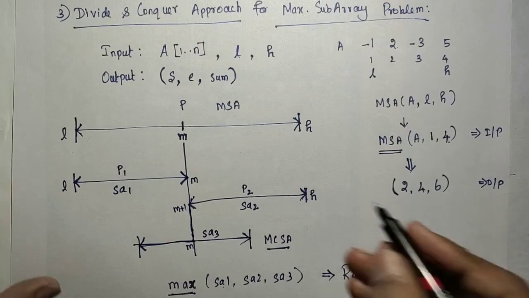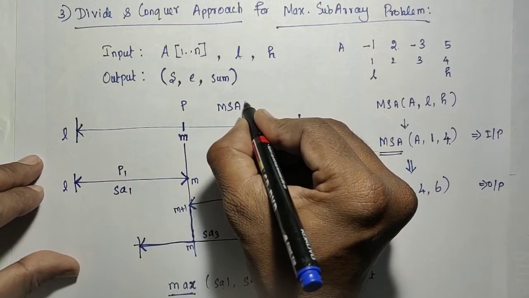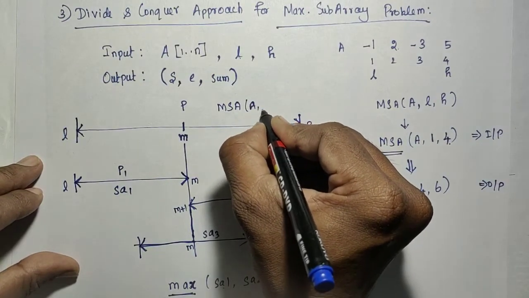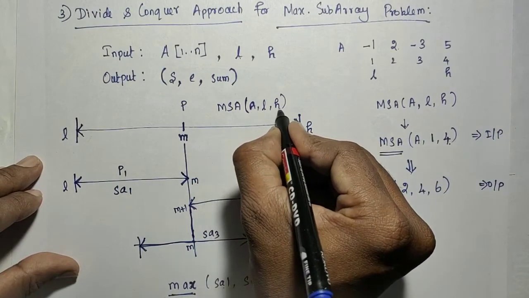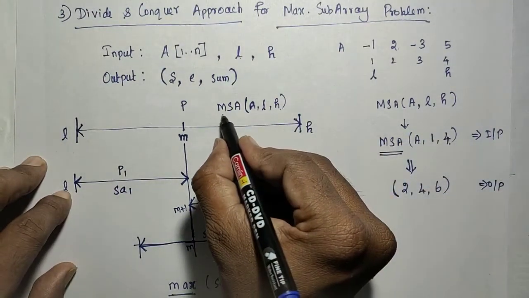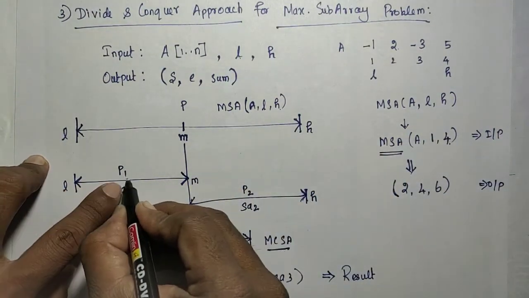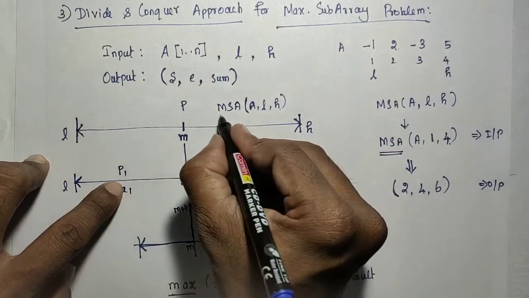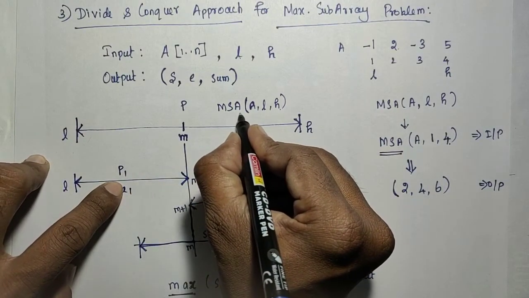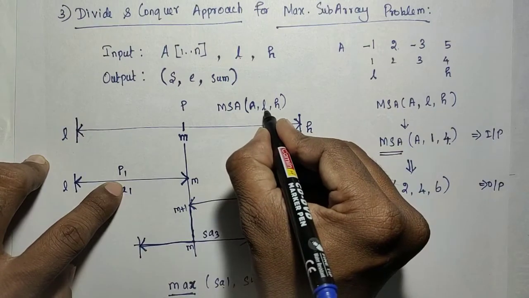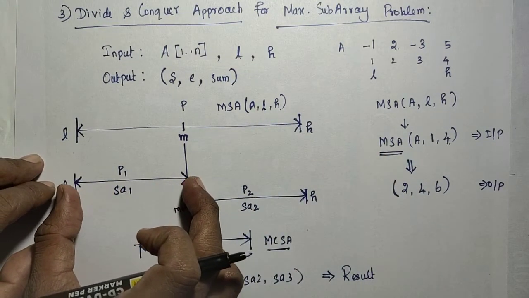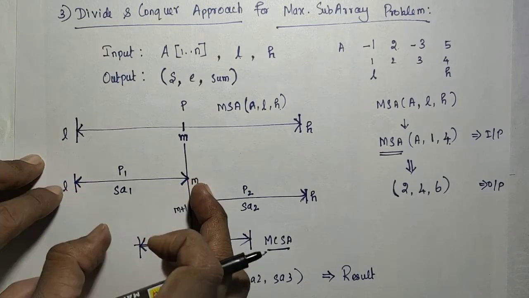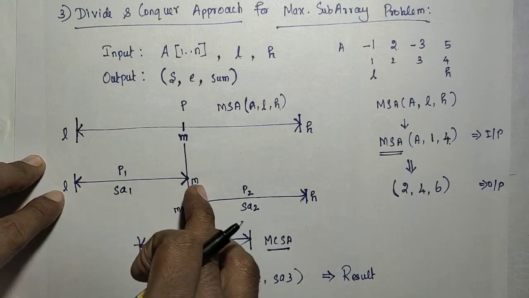The main problem is actually MSA of A comma L comma H, like this we have to call. And it is divided into two subproblems. P1 is nothing but the MSA finding the maximum subarray from the range L to H. For the subproblem 1, we need to find the maximum subarray in the range L to M.